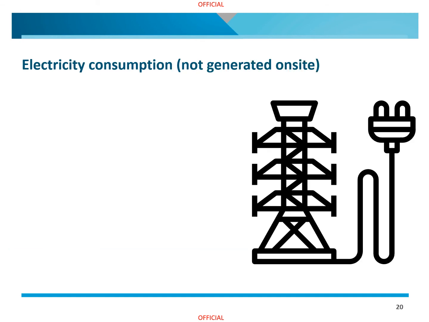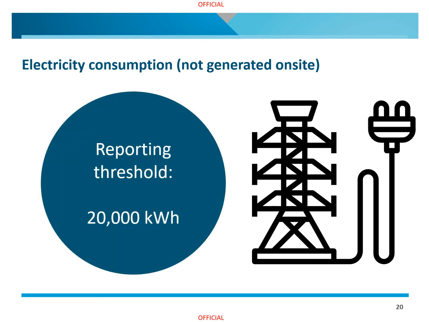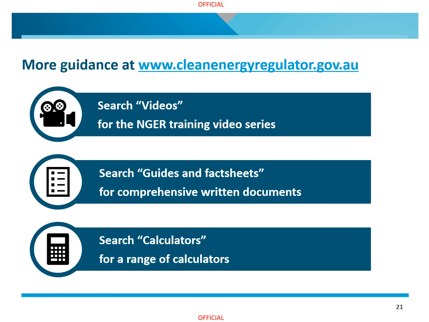If you import your electricity for consumption, either from another facility, the main electricity grid, or a grid other than the main grid, you may need to report the consumption of that electricity. For electricity consumed that was not generated by a generating unit at the facility, the reporting threshold is 20,000 kilowatt hours under Section 2.68 of the Determination.